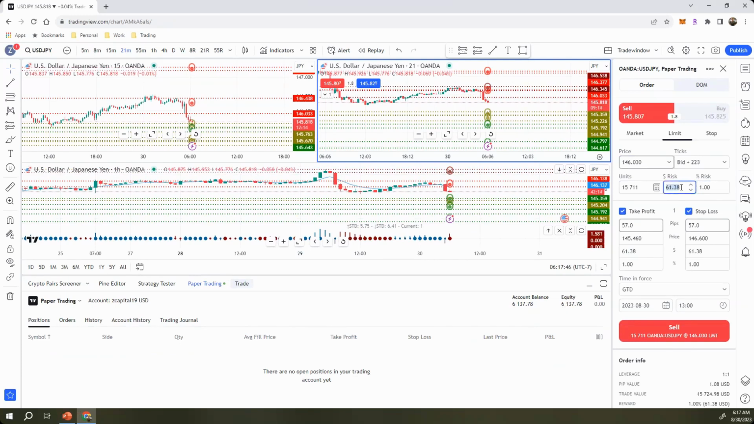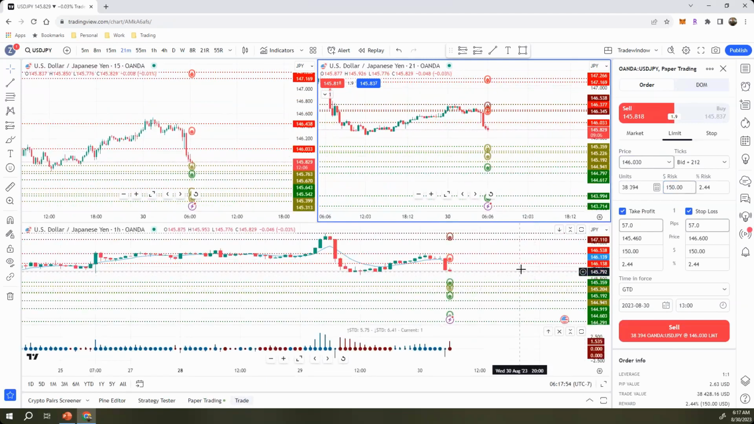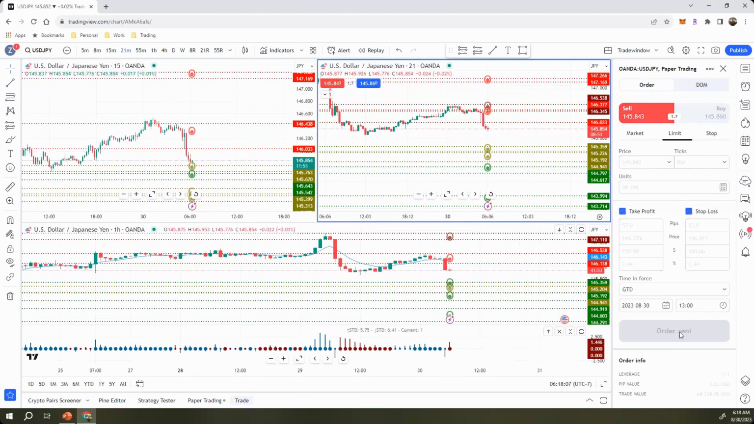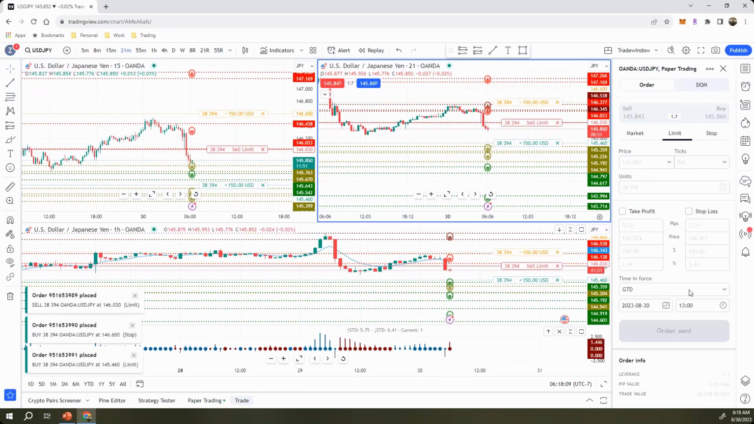As a rule of standard, I always do 150. But naturally, in a real life event, you should be going with what the percentage tells you. I would definitely say do not risk more than 2 to 3% per trade at any time. All right, so let's go ahead and put this trade on. There it is. And now for leg 2, we're going to do the same thing, 146.030.